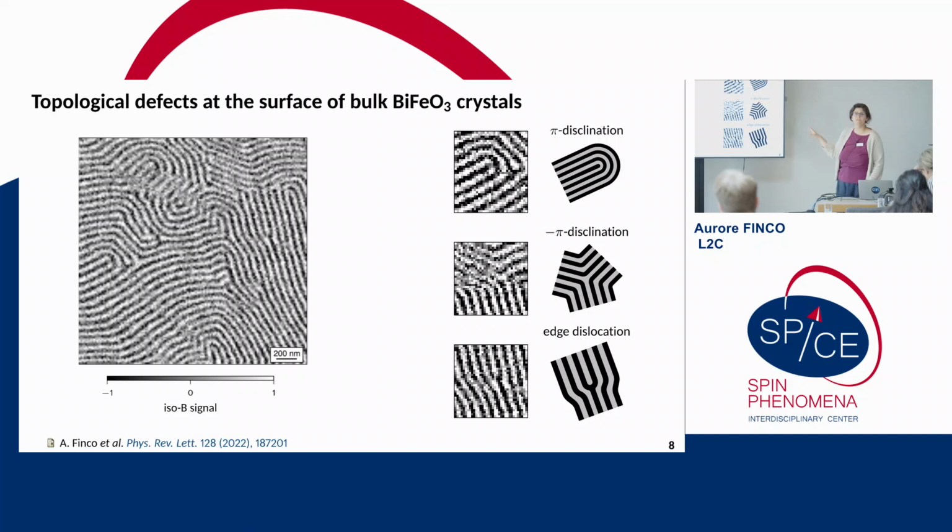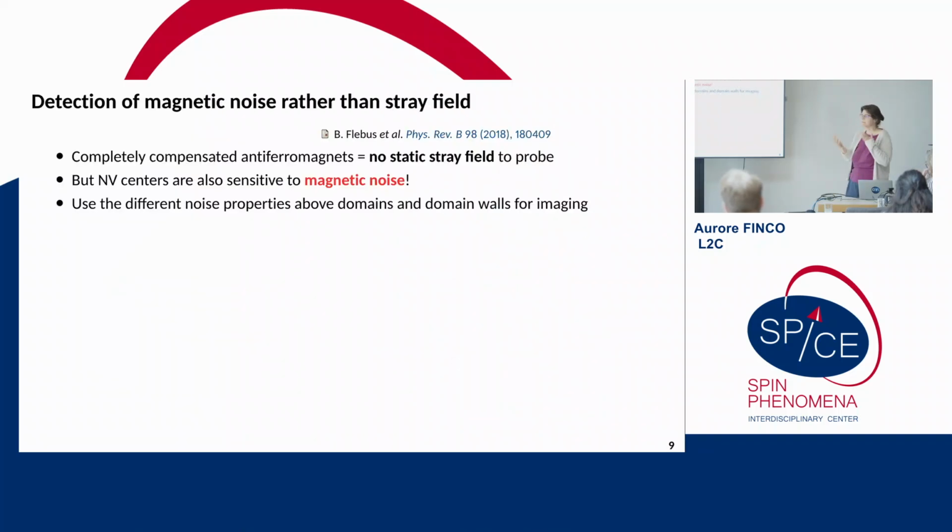But here, there is the trick. There is a spin density wave that helps us. What happens if we don't have it? If we have a really pure antiferromagnet, fully compensated? Then we will probe something else. We will not probe static magnetic field, we will probe magnetic noise. What I call magnetic noise is randomly fluctuating magnetic field.